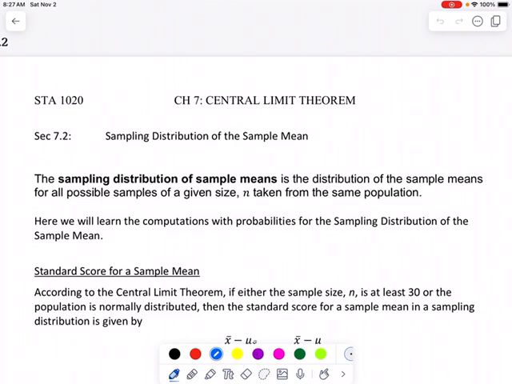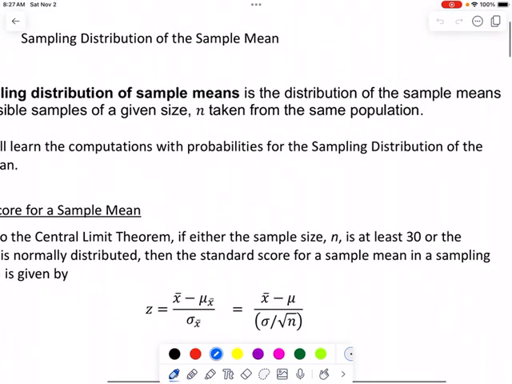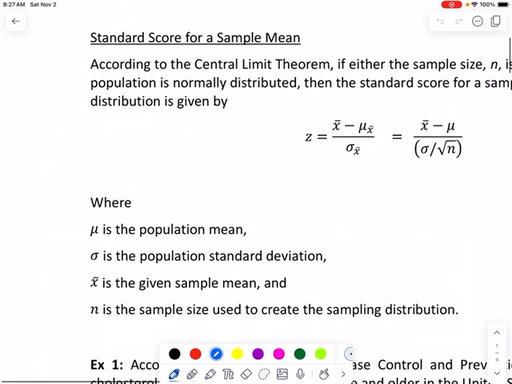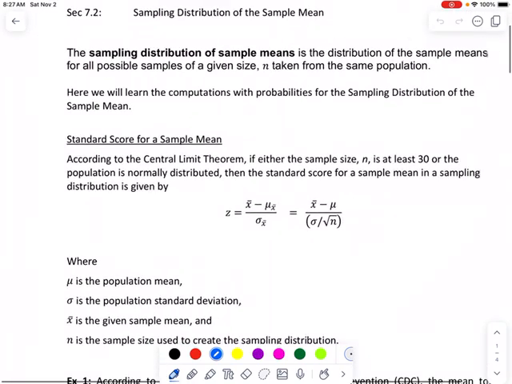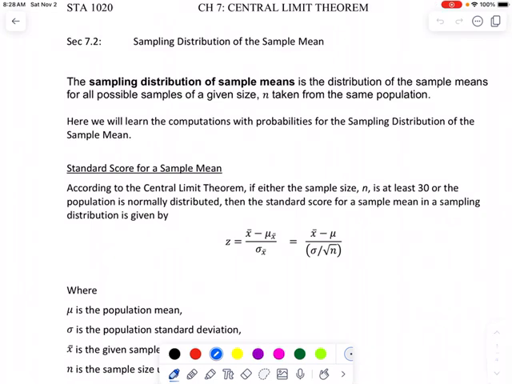Now in this section, we will learn how to do the computations with probabilities for the sampling distribution of the sample mean. We remember the standard score Z, which is also called the Z-score. So we will calculate that, and we will find the probabilities the same way we did in chapter 6. But the difference here is that the formula for finding the Z is not the same. It's a little bit different, which is given here.